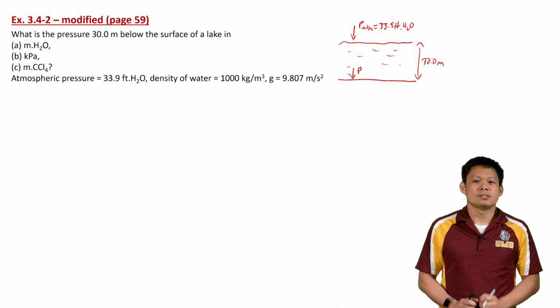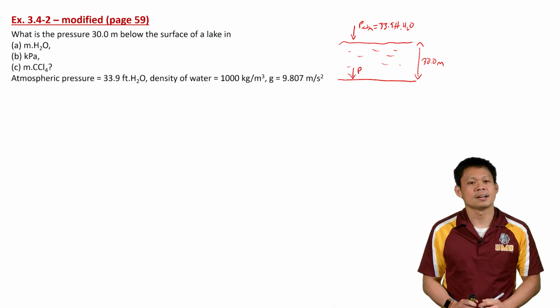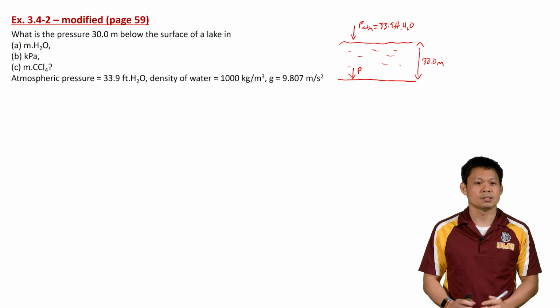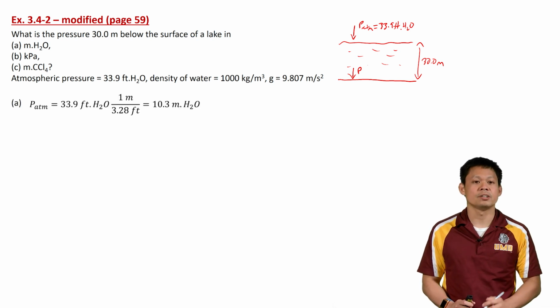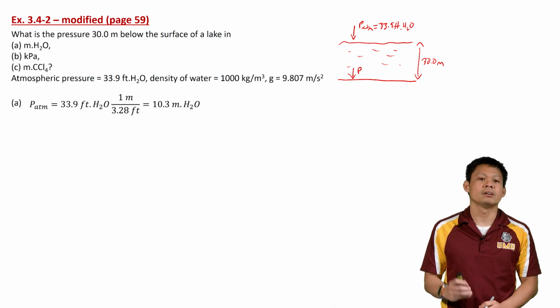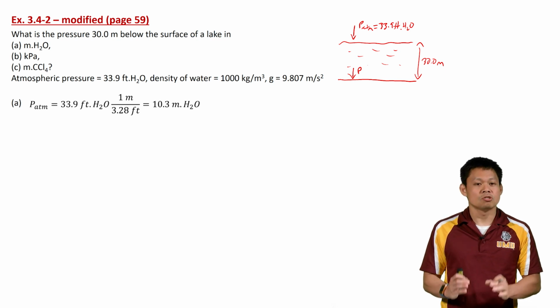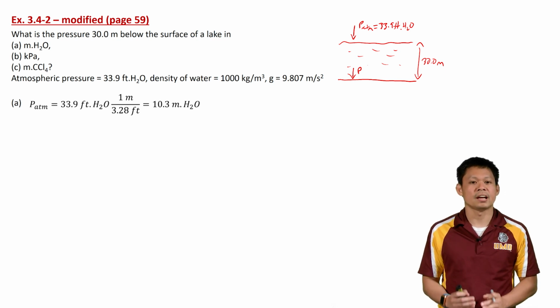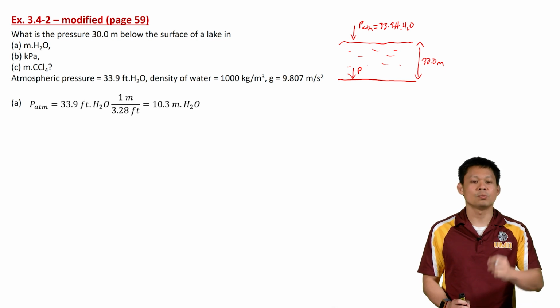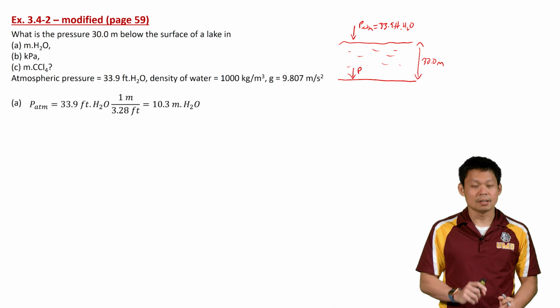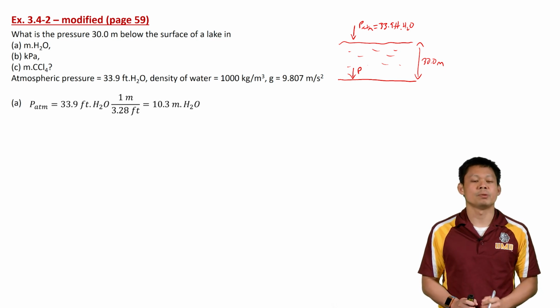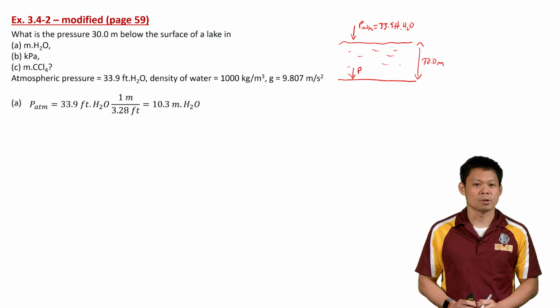So let's do this simply in head of fluid, because part A is asking in meters of water, which is a head of fluid or head of water. I'm going to convert my atmospheric pressure, which we are given as 33.9 feet of water, to meters of water. This is not a pressure conversion, this is a length conversion. We are just converting what 33.9 feet is in meters. So I'm using a length conversion of 1 meter is 3.28 feet. 33.9 feet of water is equivalent to 10.3 meters of water.